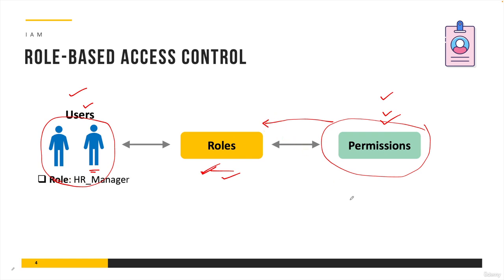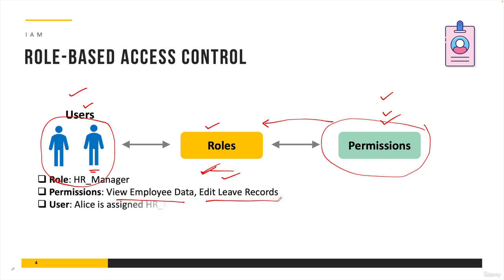Once again, just to give you an example, let's say we're discussing the role of HR manager. So in this case, the role is HR manager. What are the permissions? They have the permission to view employee data or edit leave records. Now there is a user called Alice. So this user is assigned the HR manager role, so she inherits the permissions that are embedded within that role.